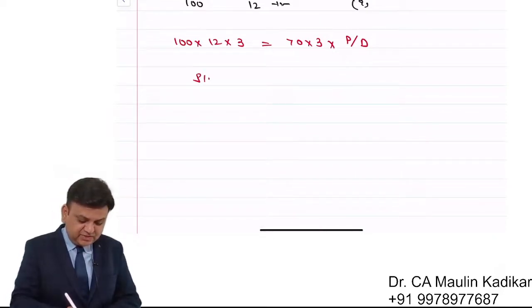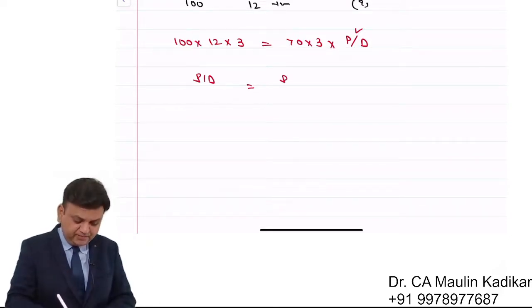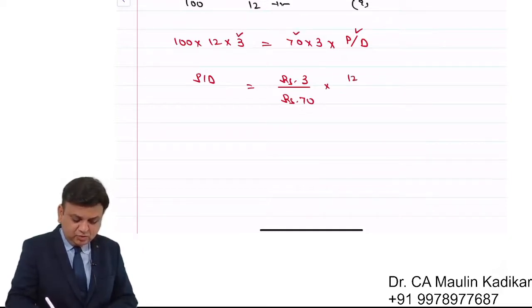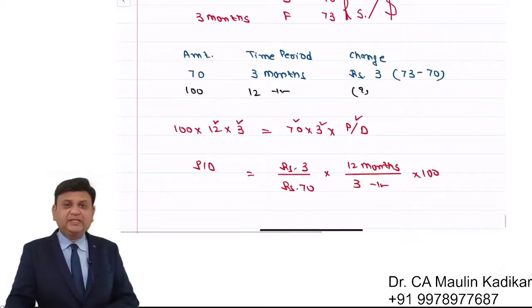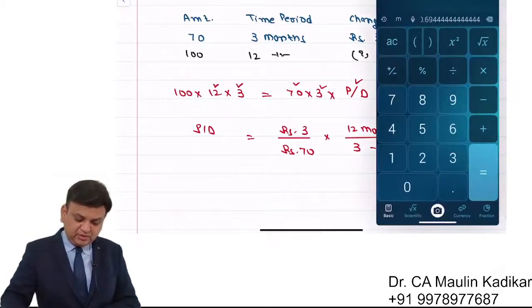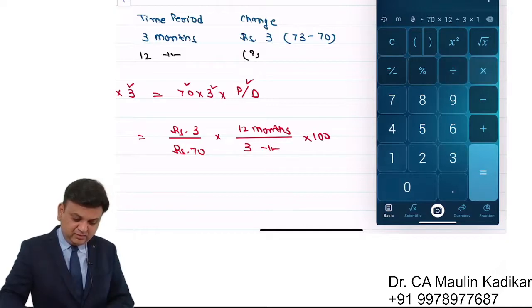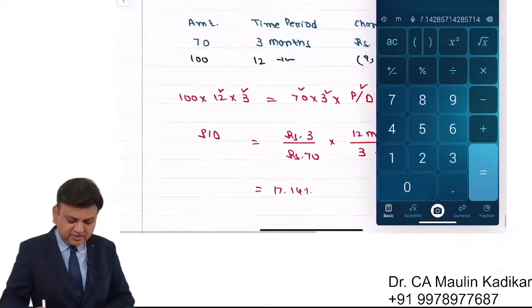So we understand that the premium slash discount is equal to, बाकी का सब चीज़ opposite side transfer होगा, rupees 3 divided by rupees 70 into 12 months divided by 3 months into 100. ऐसा करके answer calculate किया जाएगा. We understand that over here 3 divided by 70 into 12 divided by 3 into 100. The answer is 17.14%.